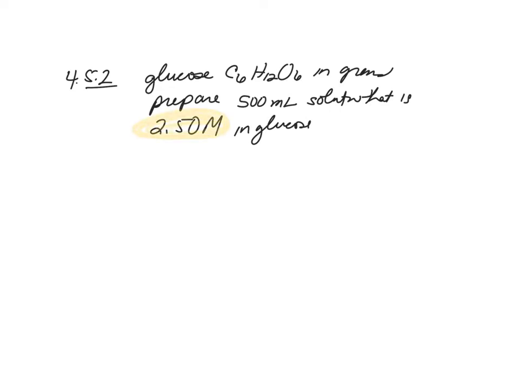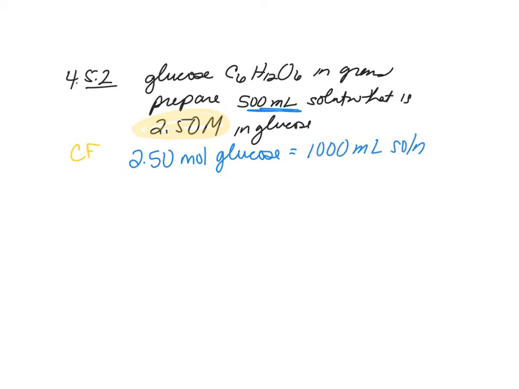Now, whenever I see this here, I make that a conversion factor. So let's make that a conversion factor. And it's 2.50 mole of glucose equal, and we're doing milliliters here, so I'm going to go with 1,000 milliliter of solution. And I just abbreviate that as SOLN. All right, so now I am going to start with my given. And now my given is what, a number with a unit. So if this is a conversion factor, we don't start here. We start with the number and the unit.